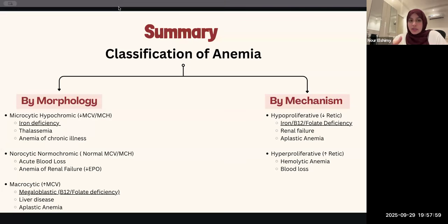Again, let me tell you the example. If we talked about iron deficiency anemia, and I told you to classify iron deficiency anemia based on morphology, you're going to tell me it's microcytic, hypochromic. But if I tell you to classify iron deficiency anemia based on underlying mechanism, you're going to tell me it's hypoproliferative. Okay? Clear?